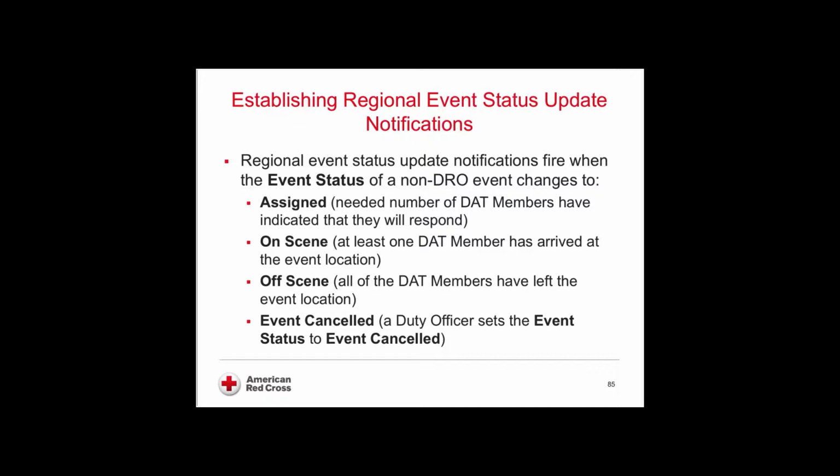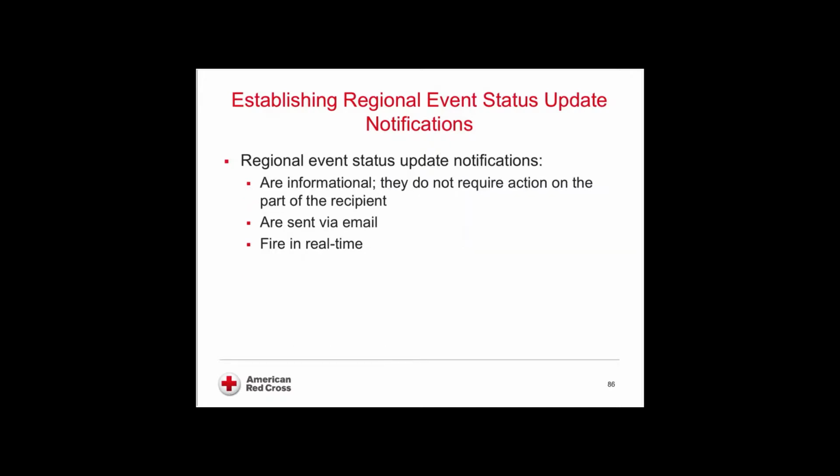When the event goes to off scene, which happens when all DAT members have left the event location, or if the event is canceled. So a duty officer could set the event status to canceled. These regional event status notifications, again, are informational. They don't require action on the part of the recipient, and they are sent only via email, and they do fire in real time as the event status changes.